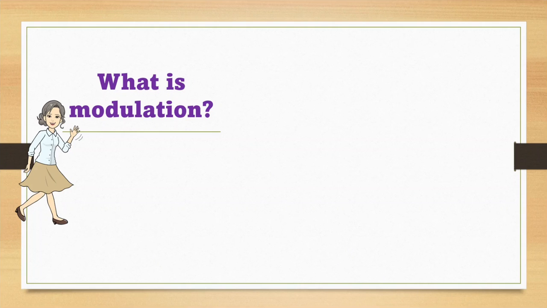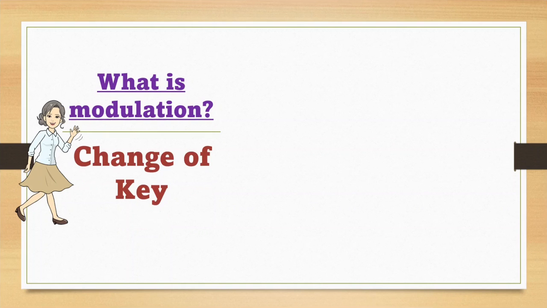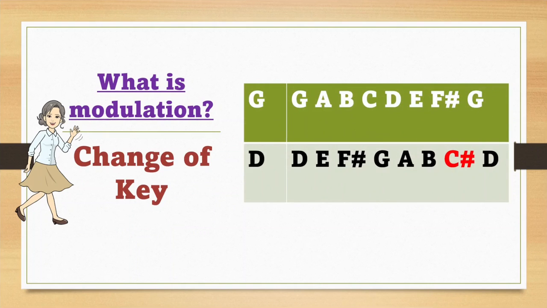What is modulation? Simply speaking, it is the change of key. If I have a G major, the notes include G, A, B, C, D, E, F sharp, G. But I can change it to D major with one new note added. This is a C sharp in D major. So modulation means change of key and include one new note.